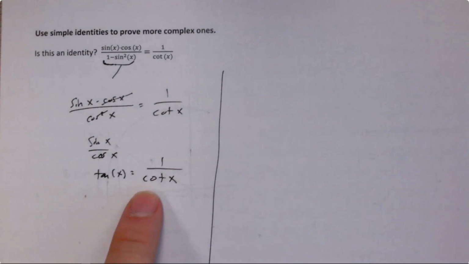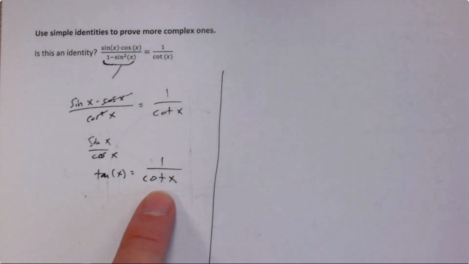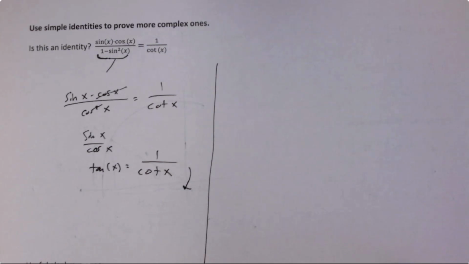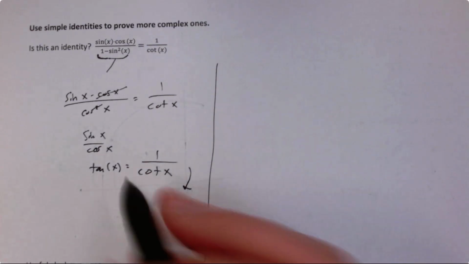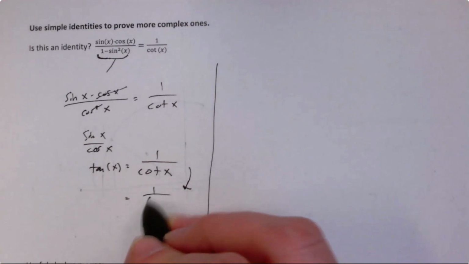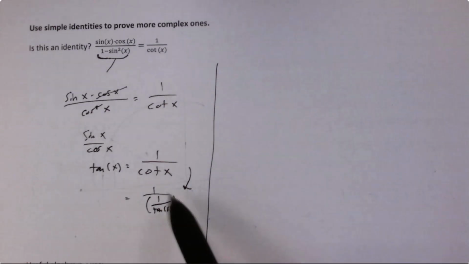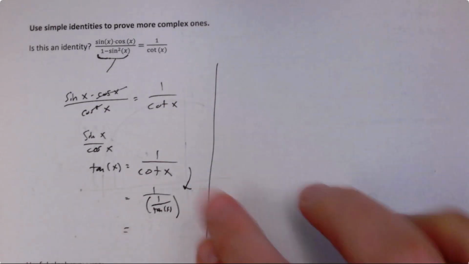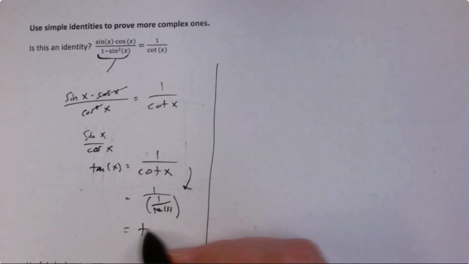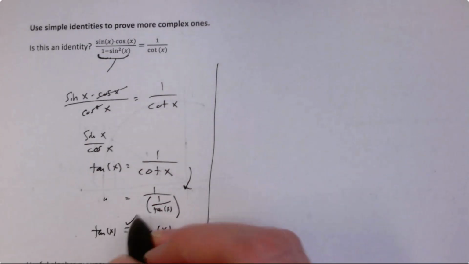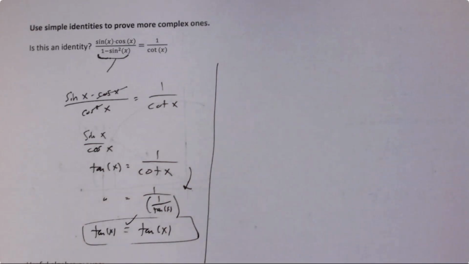You might think, okay, now we're done, because you look at this and you think, yes, that's obviously true. Take it one more step to make it really, really obvious. So cotangent, you could rewrite as 1 over tangent. And then 1 divided by 1 over tangent, you multiply by the reciprocal, and we've got tangent and tangent on both sides. And so now it really is obviously the same. So this is kind of a simpler one.